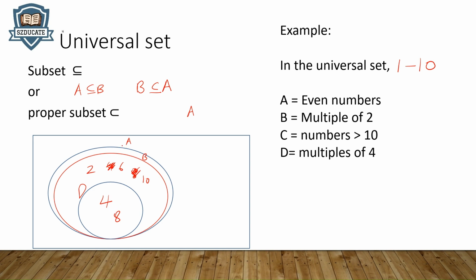Now A is 2, 4, 6, 8, 10. But D is only 4 and 8. So we say that D is a proper subset of A. But you see there's no equal because it's not equal to each other. There's still more numbers that D doesn't have but belongs to A. So I hope you get it.